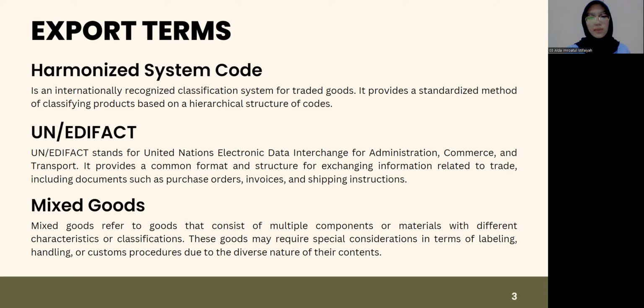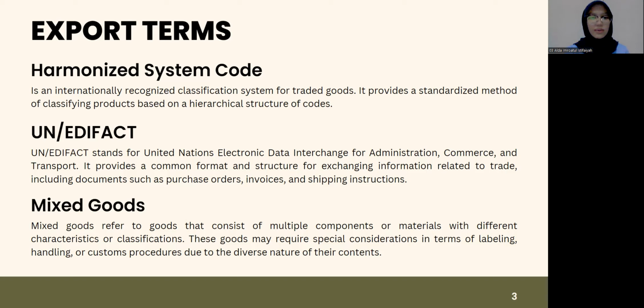Then the fifth, we have UN EDIFACT. This term is categorized as an export term as it represents international standards for electronic data interchange between businesses, streamlining export-related communication and documentation. It provides a common format and structure for exchanging information related to trade, including documents such as purchase orders, invoices, and shipping instructions.